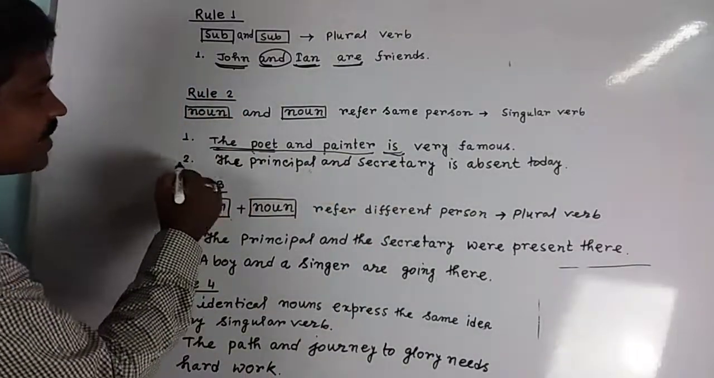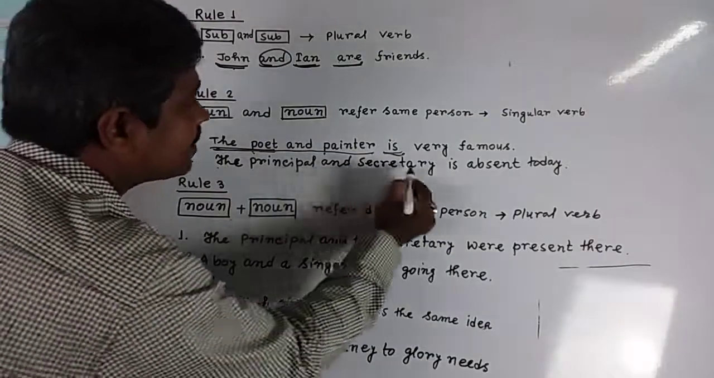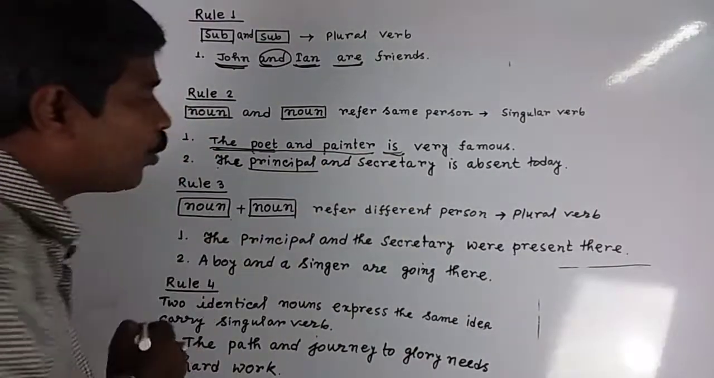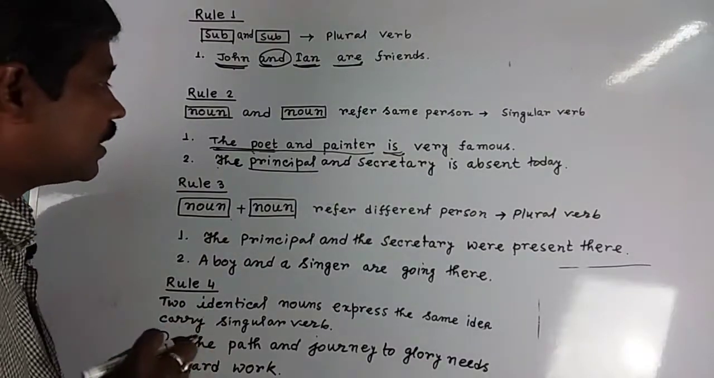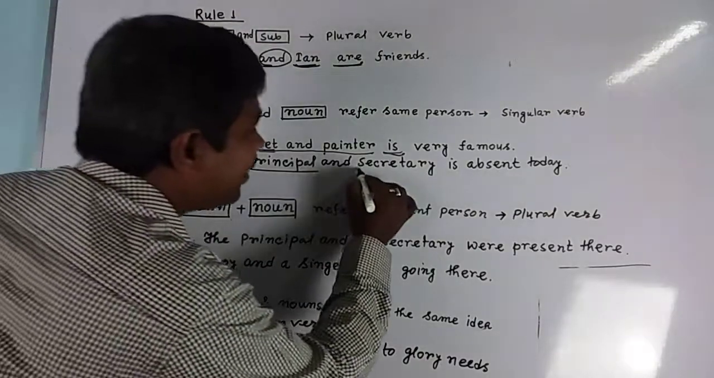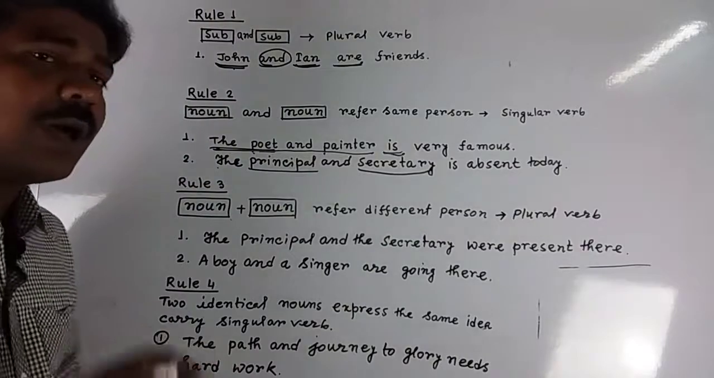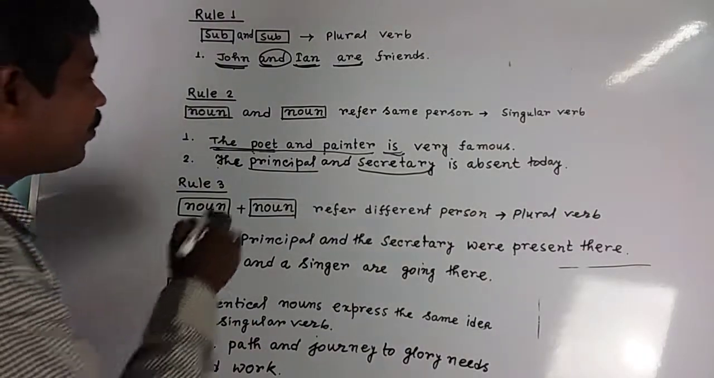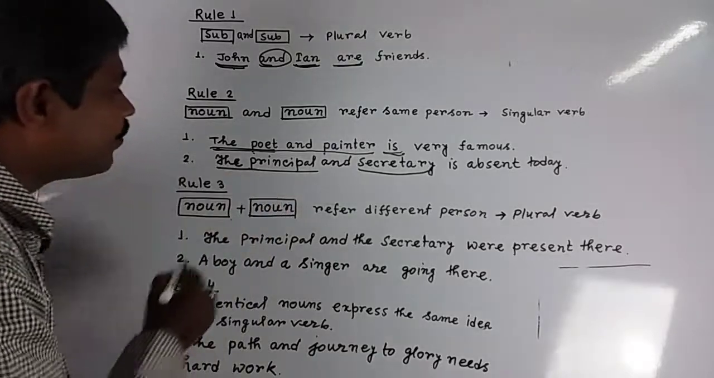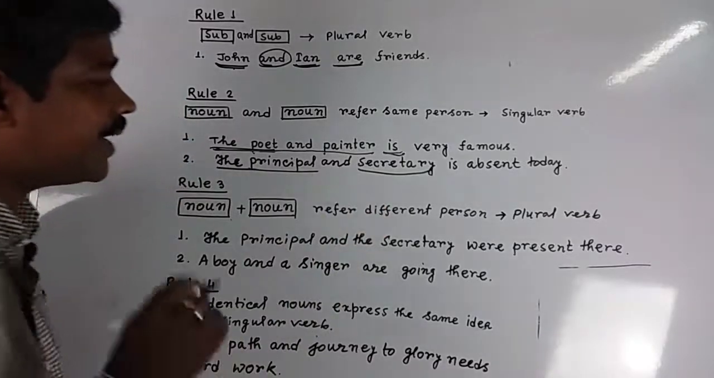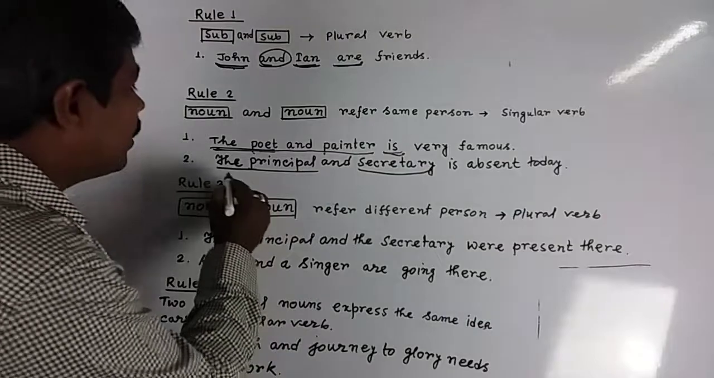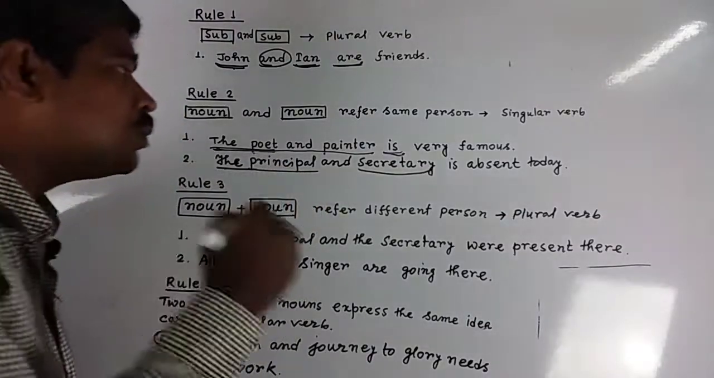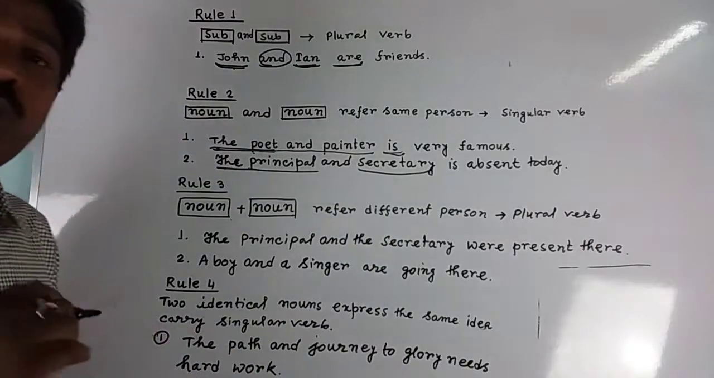In the second sentence you can see the principal and secretary. The same thing here, the principal. It is one of the posts in school or colleges, and also the secretary. That is also a separate post. But look at the use of the article. The is written at the beginning. The principal and secretary, it carries the meaning the person is the principal and also the secretary of the school.